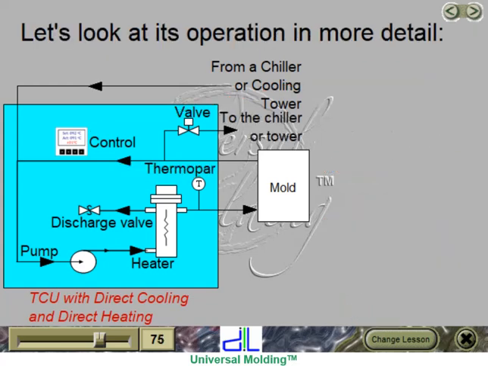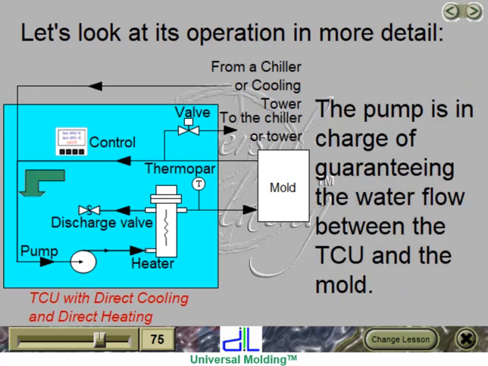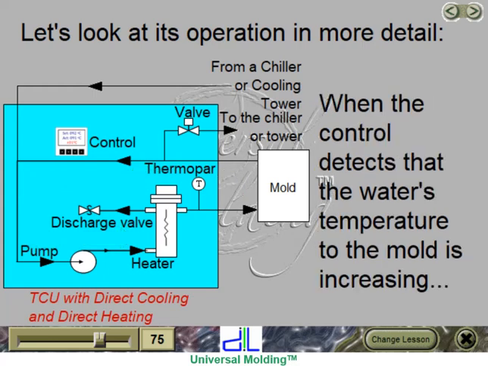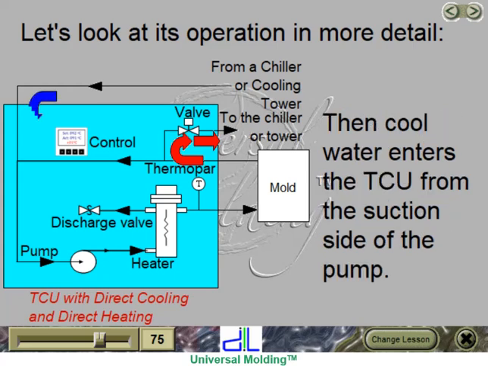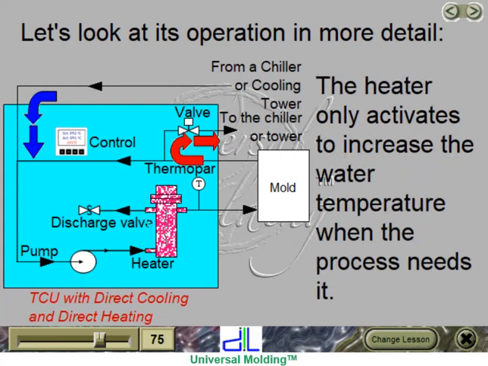Let's look at its operation in more detail. The pump is in charge of guaranteeing the water flow between the TCU and the mold. When the control detects that the water's temperature to the mold is increasing, it opens the valve so this hot water can return to the chiller or the tower. Then cool water enters the TCU from the suction side of the pump. The heater only activates to increase the water temperature when the process needs it.